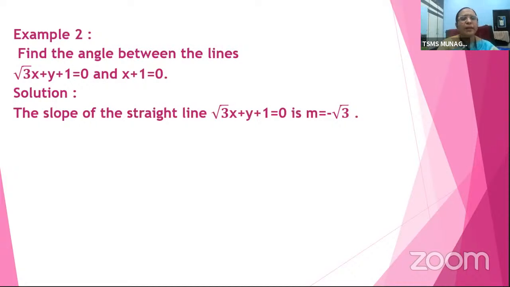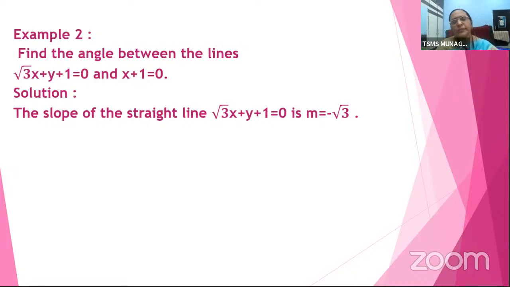Now here, what are the equations given? We are given root 3x plus y plus 1 equal to 0 and x plus 1 is equal to 0. Now how do we go with the solution? Just by looking at the straight line root 3x plus y plus 1 equal to 0, we can guess that the slope is minus root 3. How? You can say from the standard form ax plus by plus c equal to 0, the slope is minus a by b, which is minus root 3 by 1, equal to minus root 3.